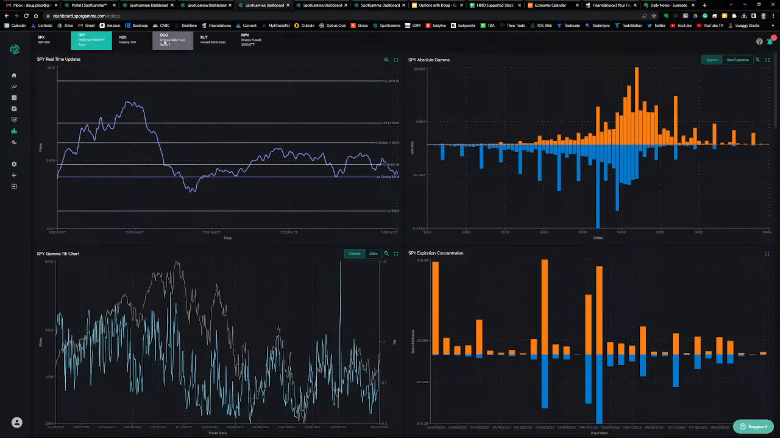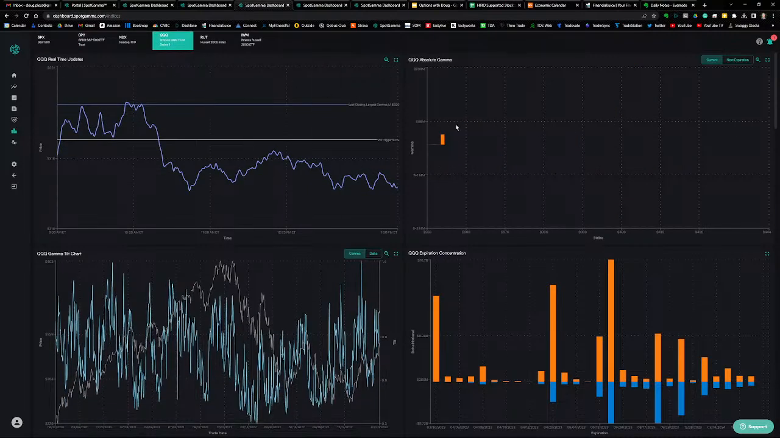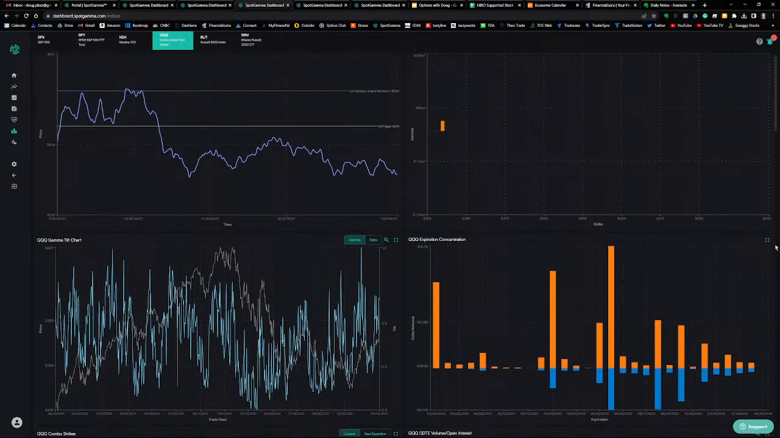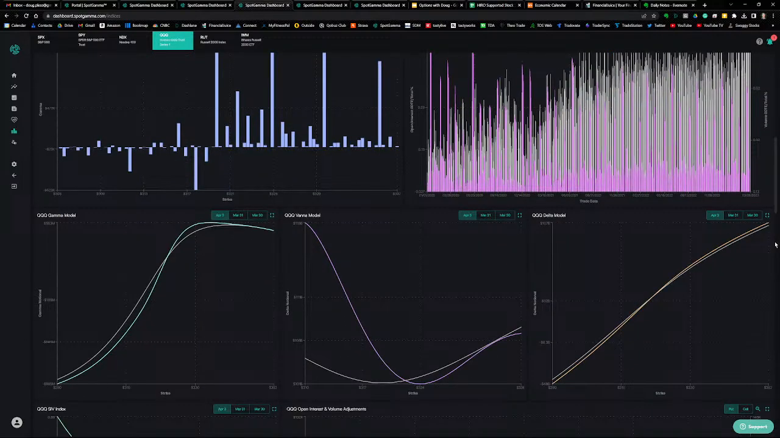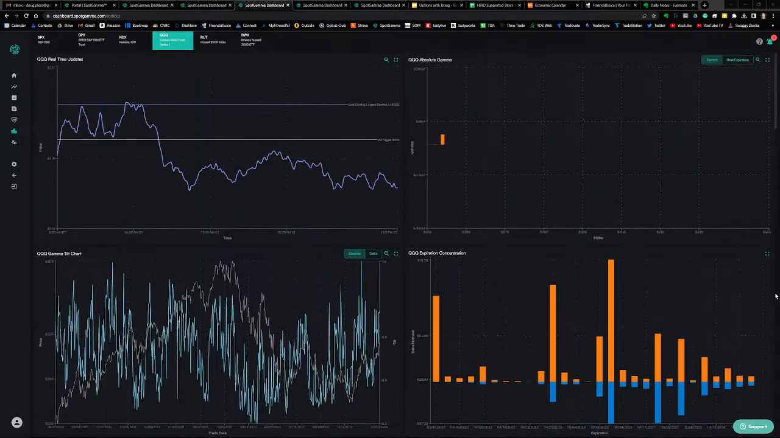Now let's take a look at the NASDAQ. And for some reason this is not working. See if the Vanna model is working, and again the same idea here. As price moves up above around the 320 level, market makers will have to sell either QQQ or NQ futures to hedge their delta exposure. And that's all typical of a positive gamma environment.